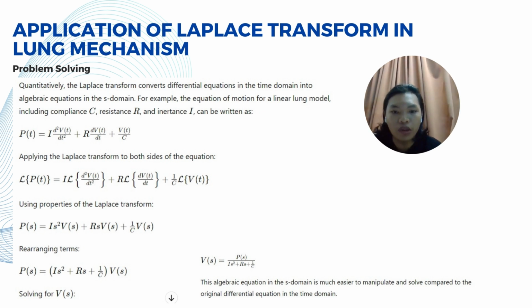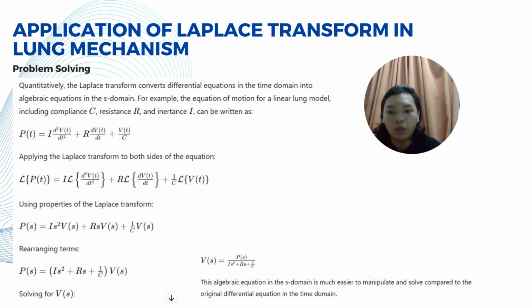For example, the equation of motion for a linear lung model, including compliance C, resistance R, and inertance I, can be written as P(t) equals I times the second derivative of V plus R times the first derivative of V plus V(t) over C. Applying the Laplace transform to both sides of the equation, we get the Laplace of P(t) equal to I times the Laplace of the second derivative plus R times the Laplace of the first derivative plus 1 over C times the Laplace of V(t).